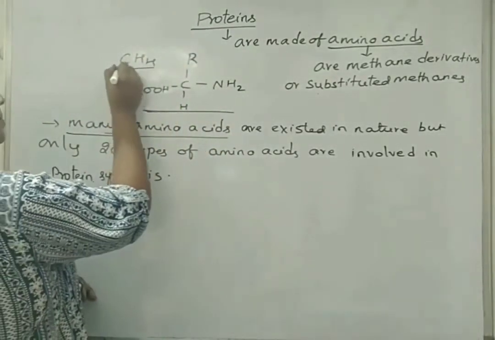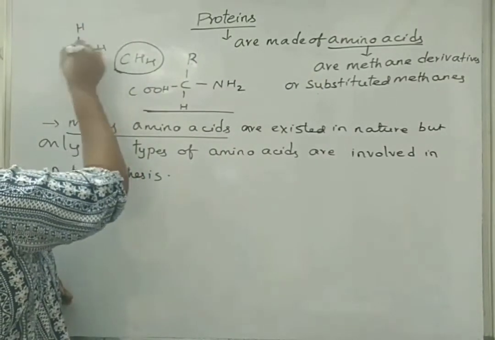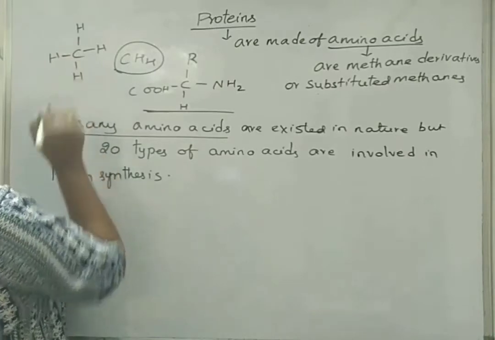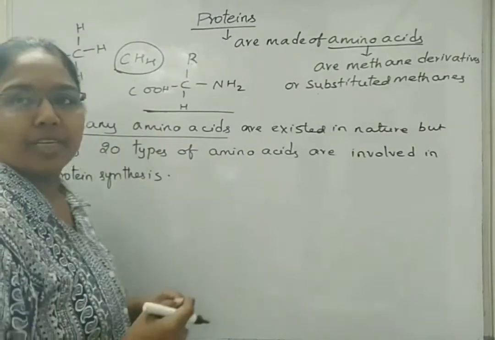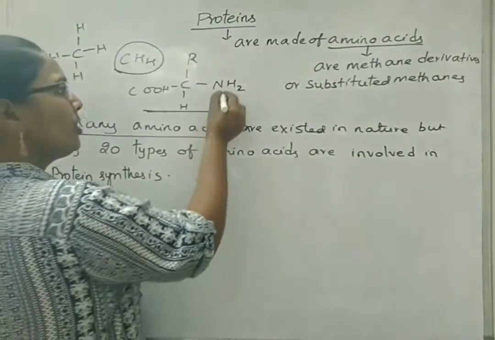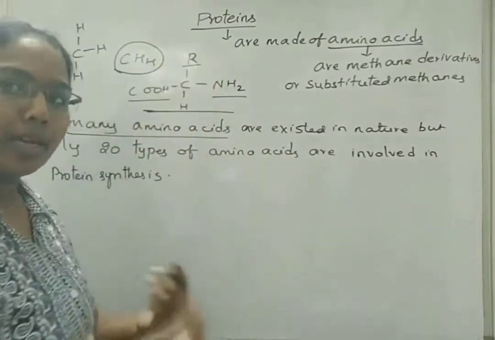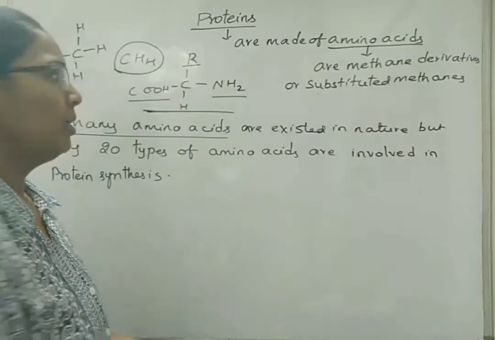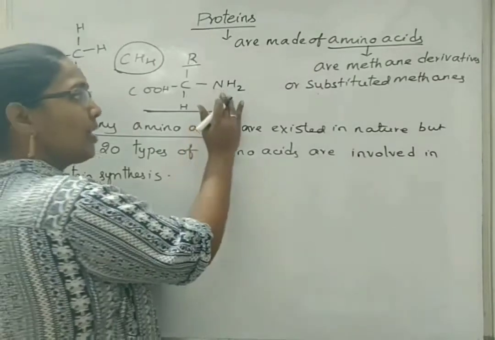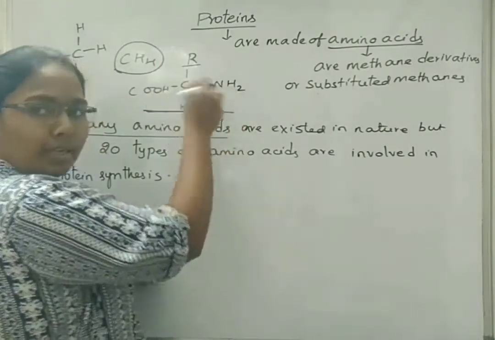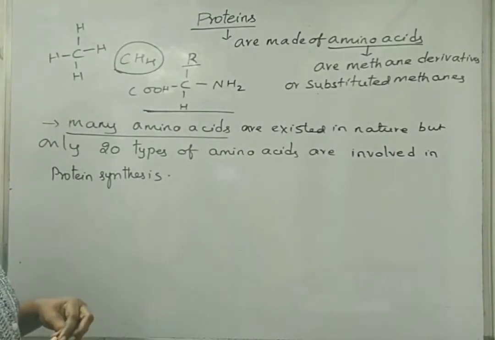Suppose we know that the general formula of methane is CH4. It has a central carbon and, based on the valency of carbon, it has 4 hydrogens around it. Any 3 of these 4 hydrogens are replaced by different functional groups. In the case of an amino acid, those functional groups can be one amino group, one carboxylic group, another methane or another hydrogen, or an alcohol group. We call such a combination an amino acid. Since we are substituting hydrogen with different functional groups, we say amino acids are substituted methanes.